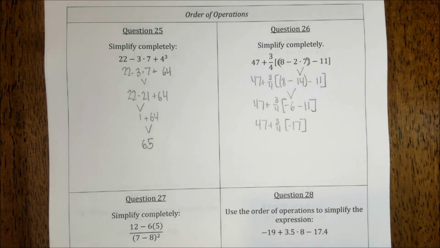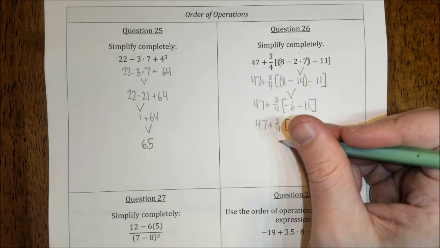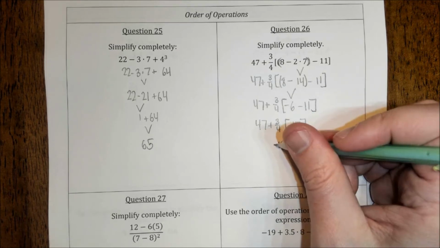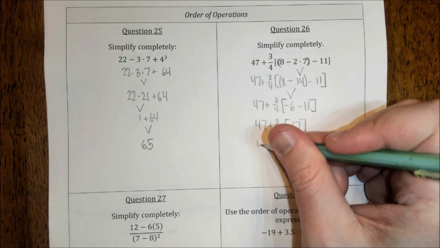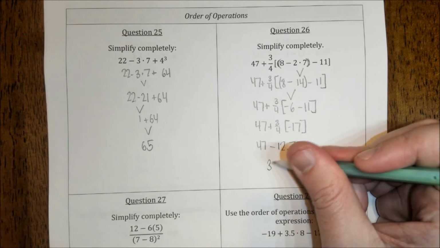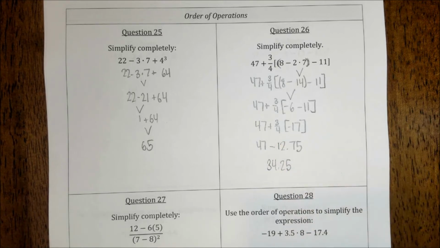3/4 of -17 is 12 3/4, 12.75. This is negative. And then the last step here is to do 47 minus 12 3/4, which is 34.25.